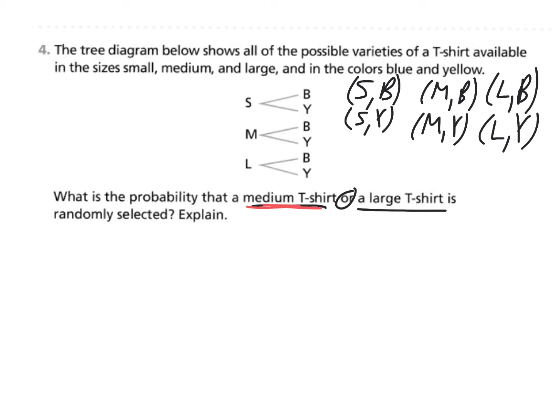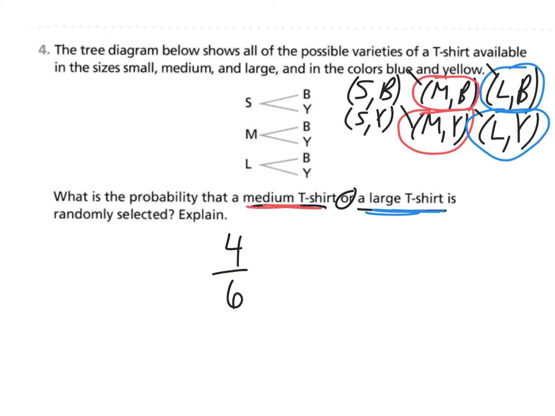So medium t-shirt, these would be options of a medium t-shirt. The large t-shirt would be these items here. So medium or large, we're okay with either one of those. That's a total of 1, 2, 3, 4. 4 out of 6, and you can reduce that to 2/3. So 2/3 chance makes sense because 2 out of the 3 sizes were either medium or large.